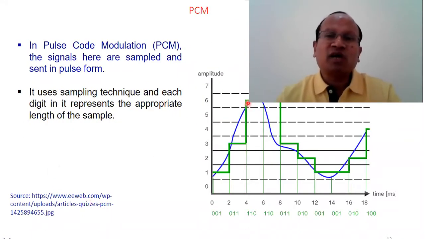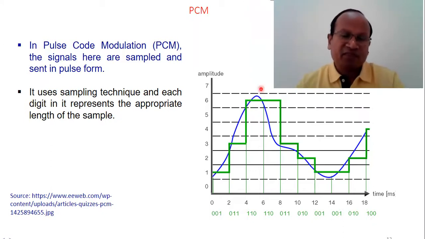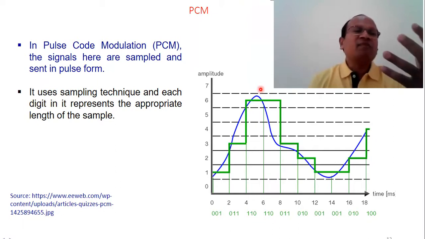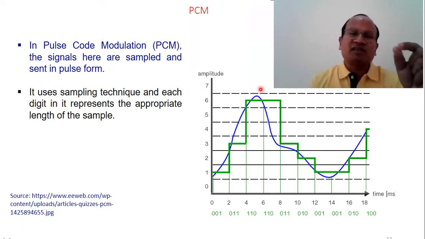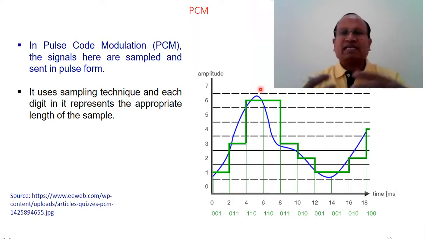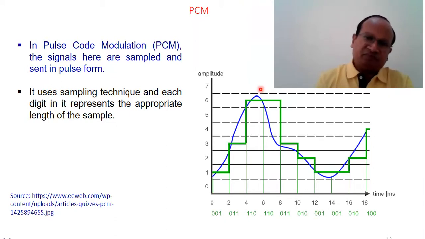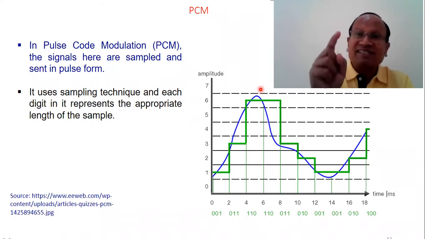The next one is PCM. It's also a pulse modulation, right? Pulse code modulation. As I told you, pulse modulation includes either pulse position, pulse duration, or pulse width. We have discussed PAM in brief. Next is PCM, pulse code modulation.